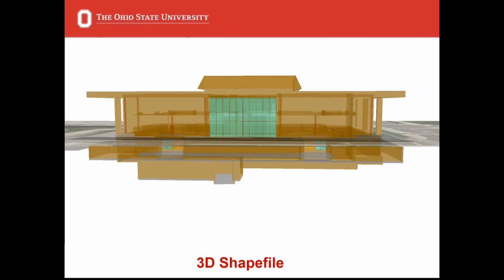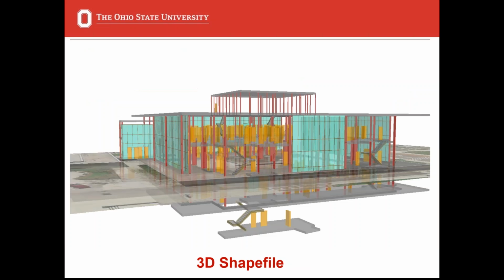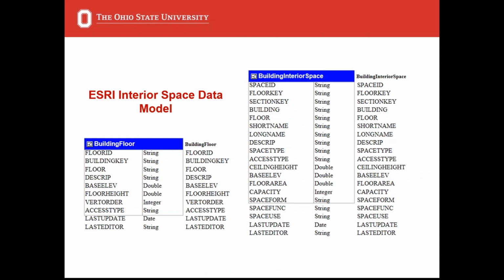The 3D shape file, this is what we're using in ArcScene and City Engine. And the doors and windows and the stairs as well for the 3D shape file. So we utilized Esri's interior space data model, both for the building floors and then the building interior spaces, trying to stick with the same attribute naming schemes. They mapped fairly well from what we already had coming out of Revit.